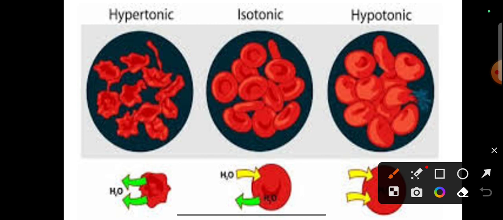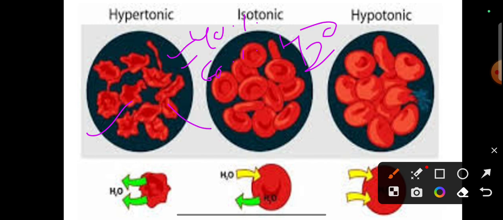Next one is hypertonic solution. Hypertonic solution is a solution that has higher solute concentration than another solution. For example, this solution in which cells have been kept has higher solute concentration. For example, it has 40% solute and 60% water, but the cell has 20% solute and 80% water. It means the cell has a large amount of water.